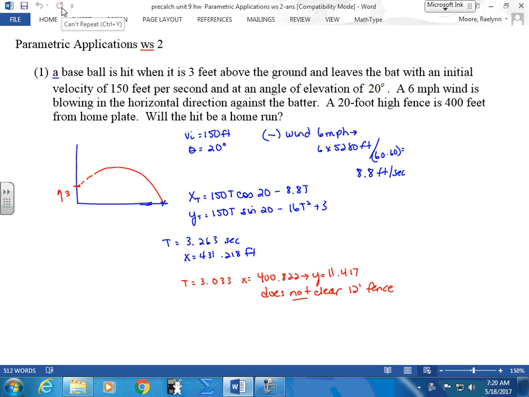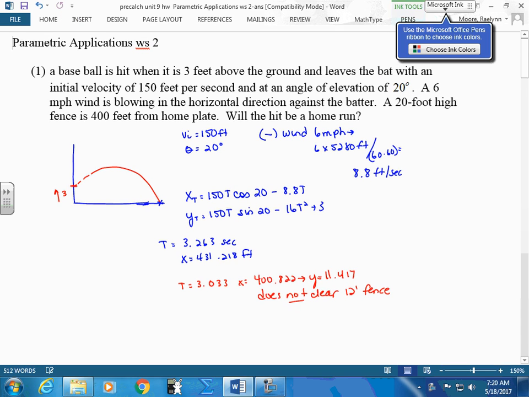because always be careful. This is in feet per second. This is in feet per second, and this is in miles per hour.